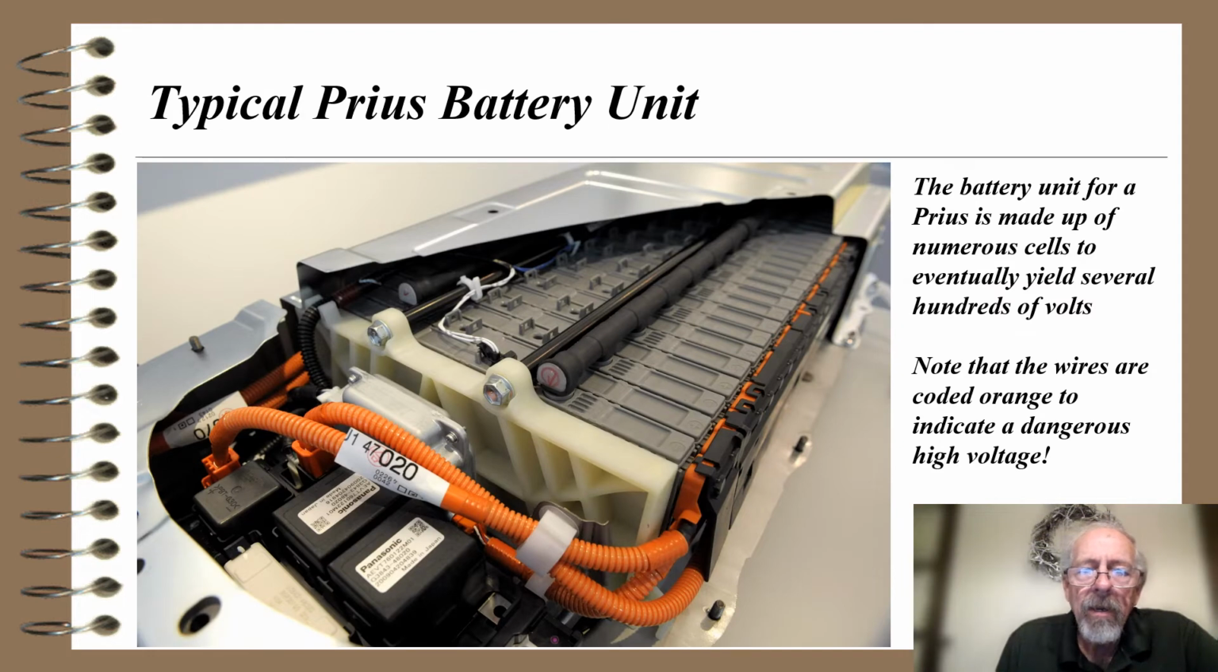So here's a Prius battery unit. The battery unit for a Prius is made up of numerous cells that eventually yield several hundreds of volts. Note that the wires are coded orange to indicate a dangerous high voltage. Most standard wiring in a car is red and black, red for the positive, black for the negative or ground. Now we go to orange color coding for high voltage. And these are all modules. If you had a Prius battery, it would appear that I could replace a module if it goes bad.